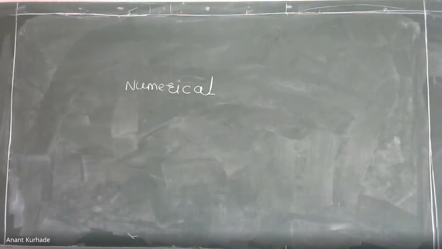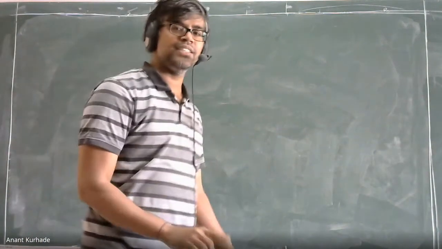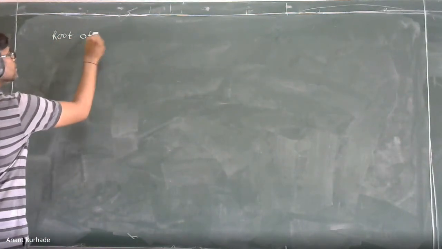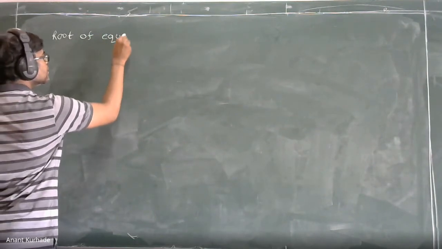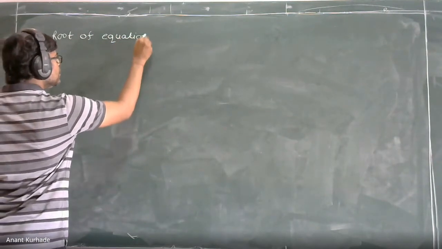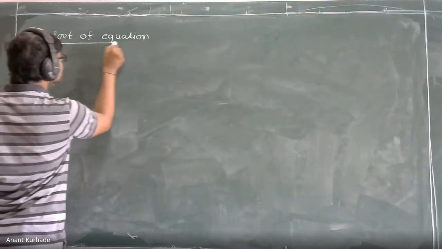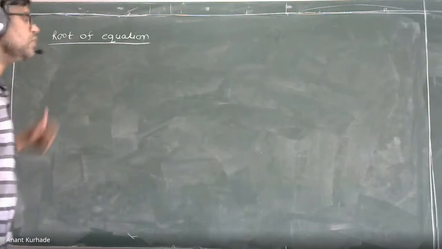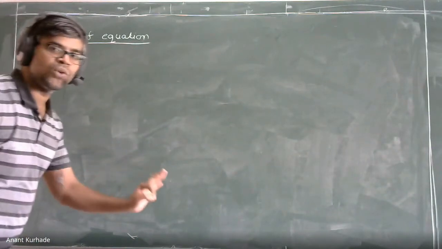Now we have 30, 40, 50. Let's study one method now. It is actually the latest method in case of root of equation. Now see, there are 6 to 7 methods to find the approximate root of an equation.